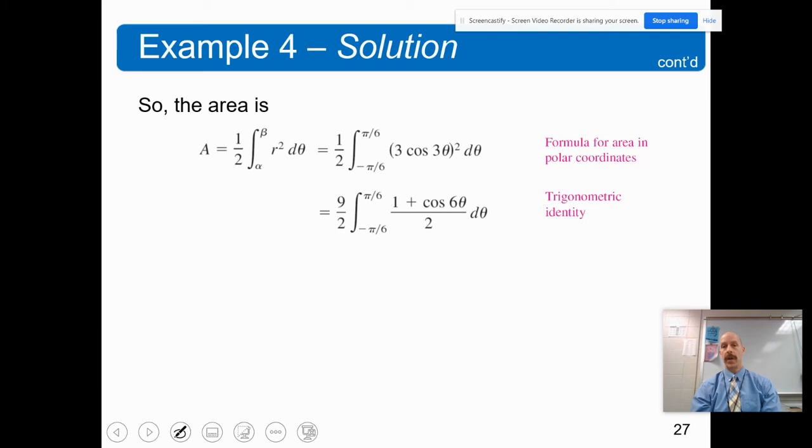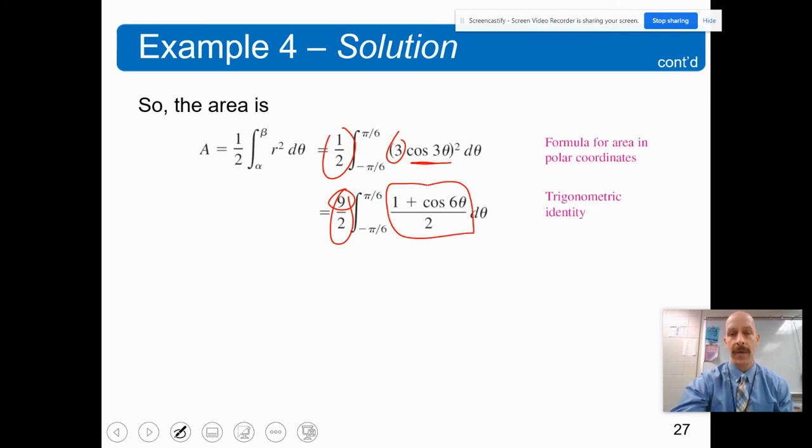So now we are going to square this thing, and after you square the function on the inside, there's going to be a factor of 9 that comes out, because 3 squared is 9. So that's where that 9 came from. Then when we simplify this, we get the following. Now notice carefully, the angle has now doubled, so it went from cosine 3 theta to cosine 6 theta.